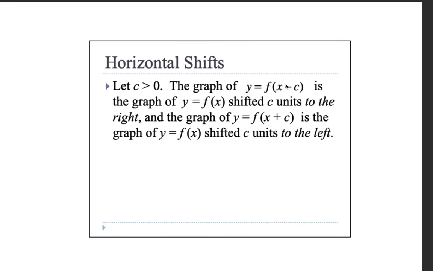So outside the function is vertical shifts, inside the function is horizontal. Outside the function, it's what you see is what you get. Inside the function, it's the opposite of what you see is what you get. So when I subtract c units, I move to the right c units. And when I add c units inside the function, I move c units to the left.